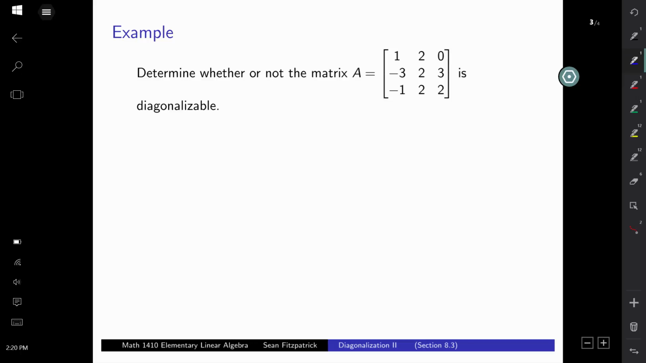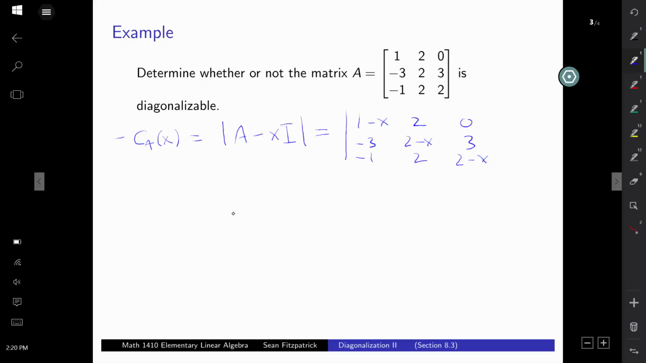So here's a matrix. I want to figure out if I can diagonalize. How do I proceed? Well, I find the characteristic polynomial. This will be the negative of the characteristic polynomial, since last time we did xI minus A. For those of you who like to see it done the other way around, let me do it that way: A minus x times the identity. So we take our matrix and subtract x's off the diagonal. Okay, 0, minus 3, 2 minus x, 3, minus 1, 2, 2 minus x. So let's expand along the first row.